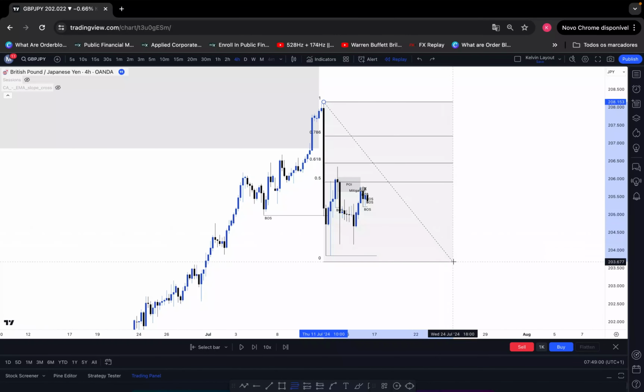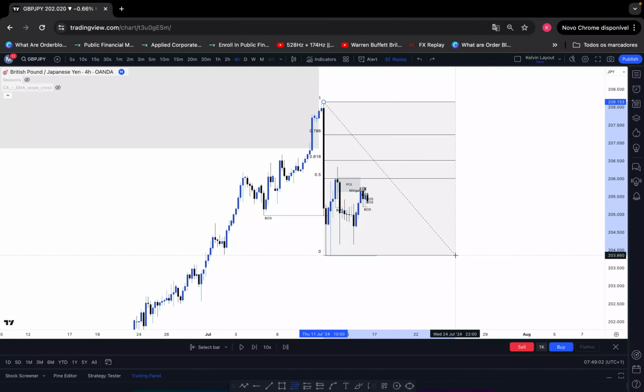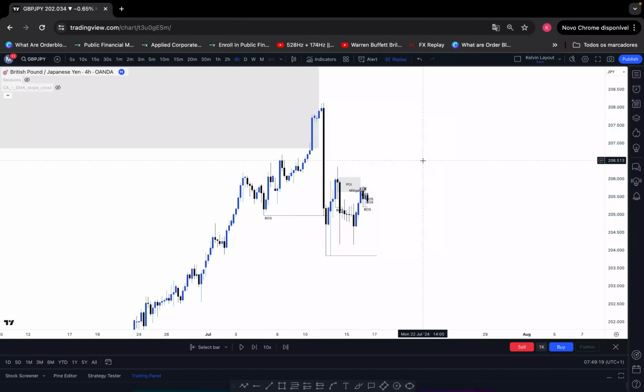Because if we look at the Fib from that high all the way to this low, we can see that price can come around 50% and then continue to push. Sometimes price may not go all the way up into 78.6 order blocks. Sometimes it can just come to 50% of the range and then continue to drop.